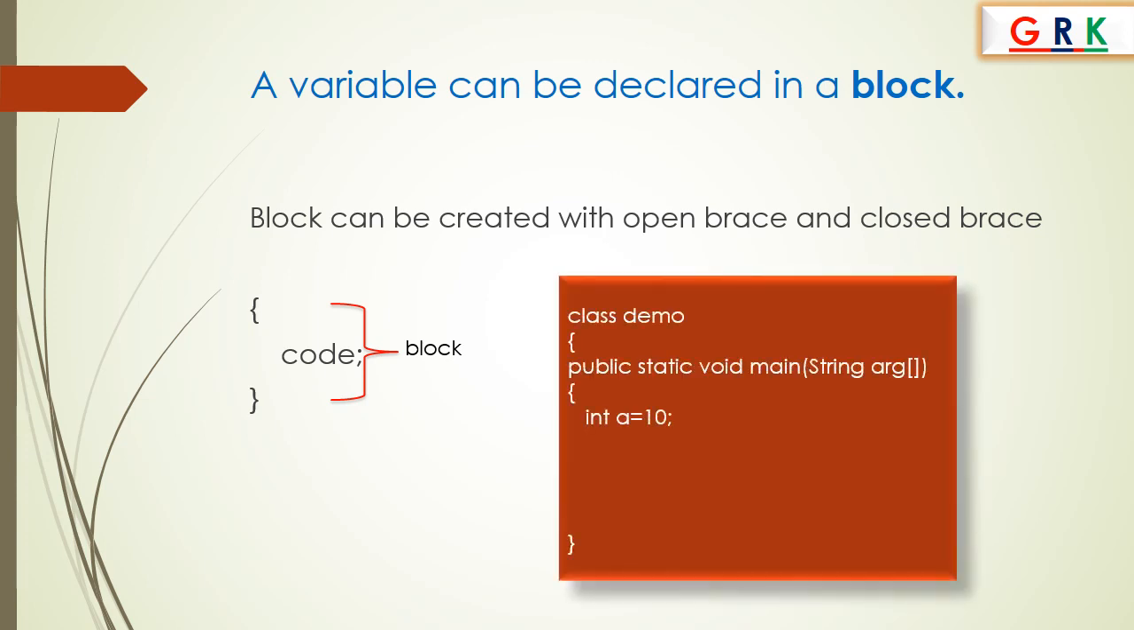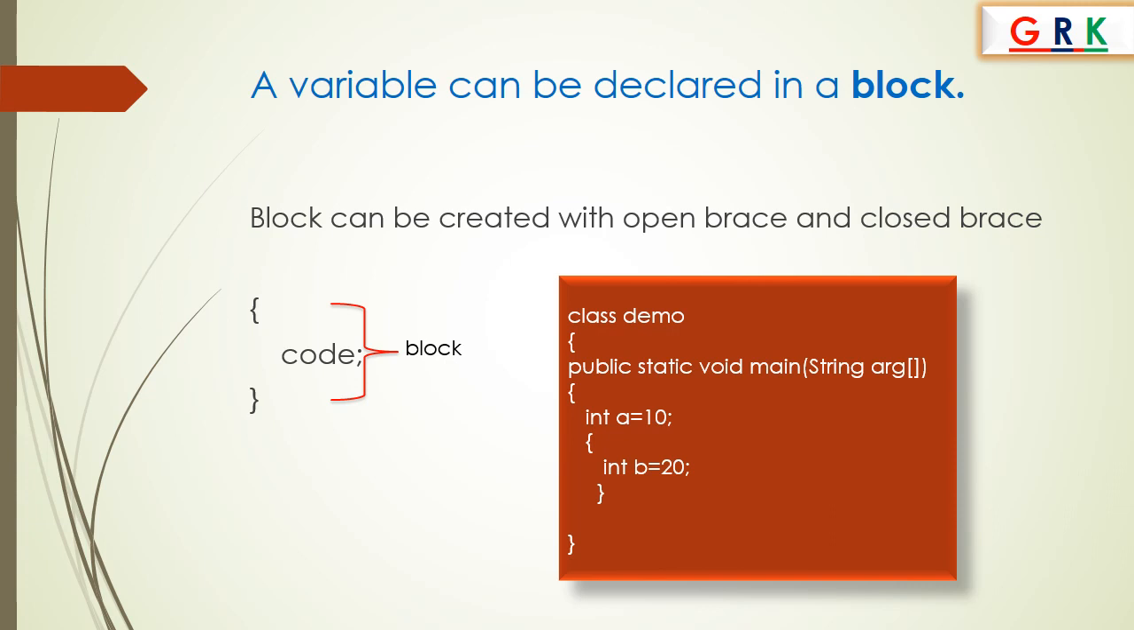This is a Java program. The class name is Demo. In the main method I declared one variable, integer a, its value is 10. This is a part of the main method. In this main method I am starting one block with an open brace and closed brace, but this block is not given any name. Without a name, we can create a block anywhere in the Java program.